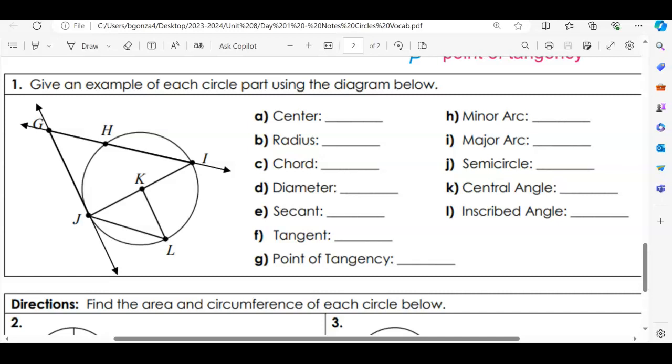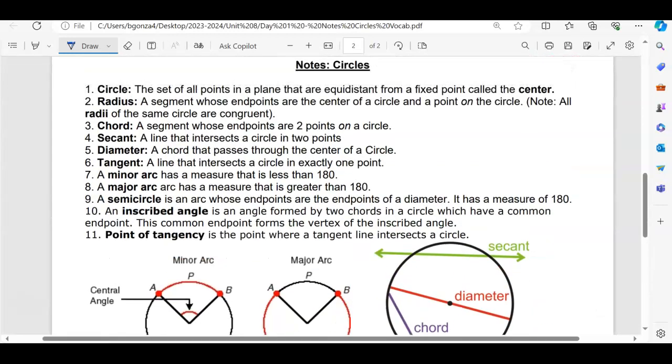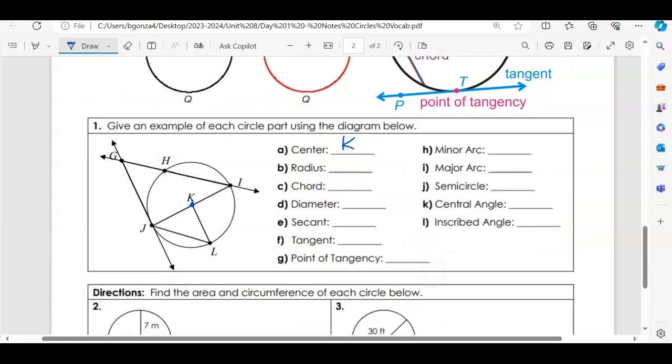So the center is obviously right here, and you just name it with a capital letter, okay? So K. All right, now on the warm-up, we should already know what a radius is. But if you look up here, a radius is a segment from the center to a point on the circle. Basically, it's halfway across.